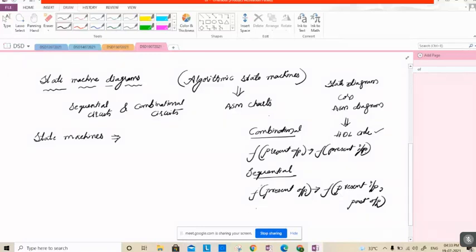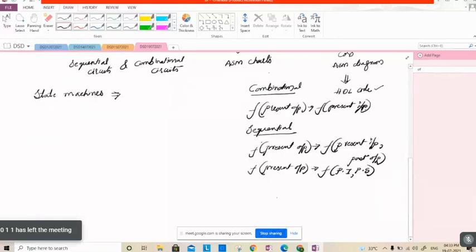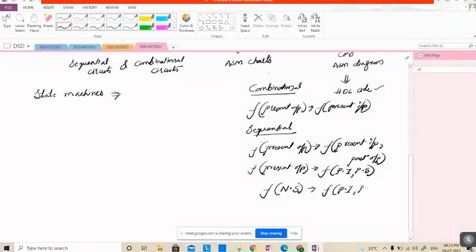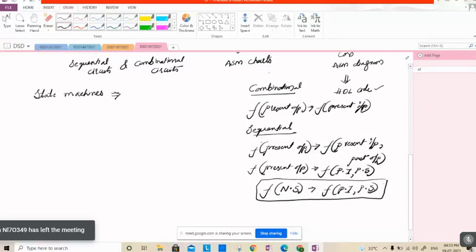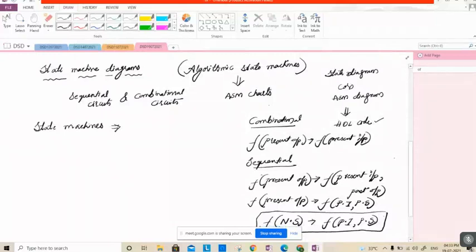So in some textbooks it is written in this way. Present output will be a function of present input and past output, which is represented as present state. To be more clear, next state is a function of present input and present state. Present state is nothing but the past output. This is what a sequential circuit is, and in a combinational circuit the present output is straight away a function of present input.